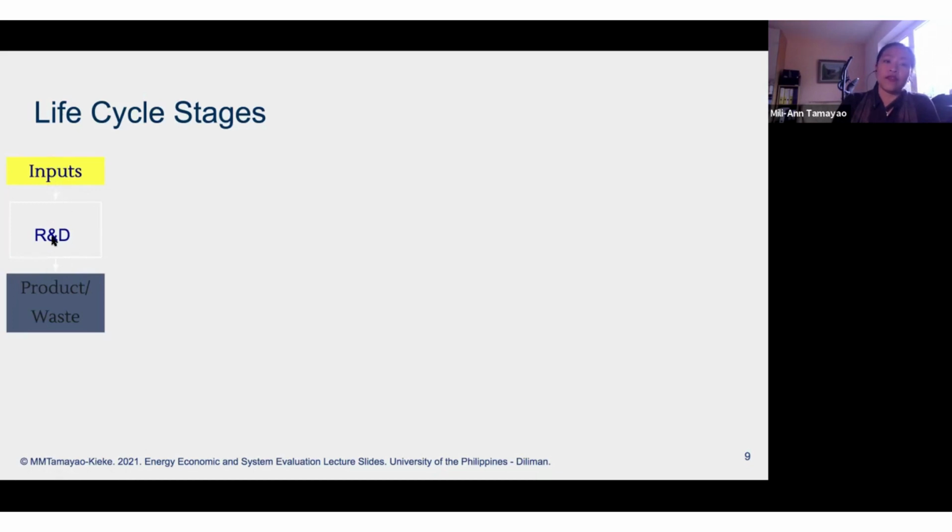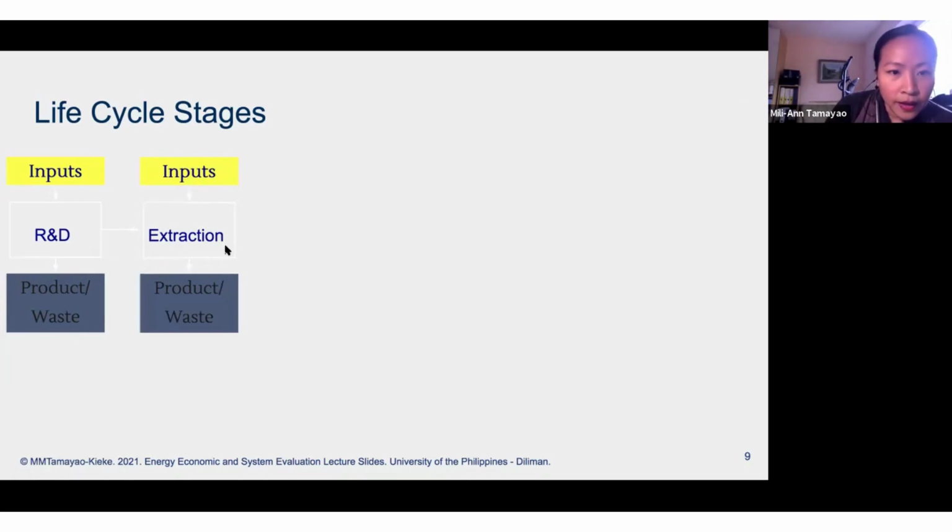R&D stage pa lang, you already have your inputs. Syempre you have to test, you have to experiment, and you would have outputs in the form of the product itself as well as the waste. And then you have extraction, extraction of the materials from the Earth's surface that are needed in producing and actualizing the product. And again, you have inputs and outputs for this.